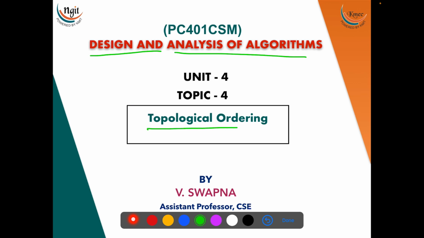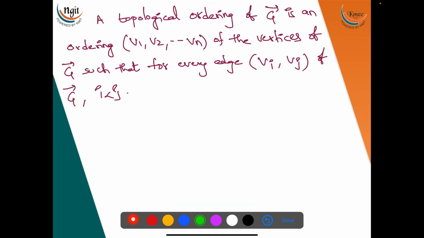The topic name is topological ordering. This topic you'll find in 4th unit as topic number 4. Now let's get started. First of all, we'll see the definition of topological ordering. Then we'll take some example to find the topological ordering of a graph.